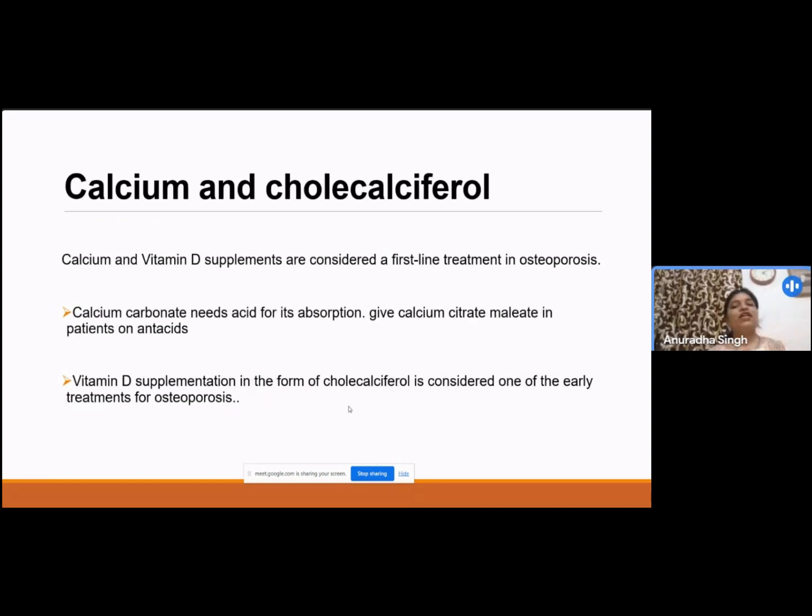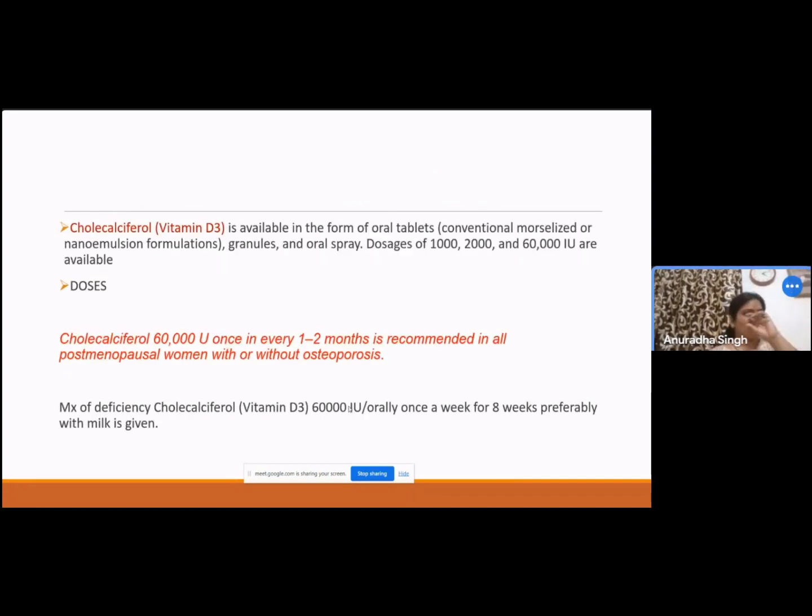Now, calcium and cholecalciferol, that is the vitamin D supplements, are first line treatment of osteoporosis. We have talked about that calcium carbonate needs acid for its absorption. So if the patient is on antacid, we have to change the salt to calcium citrate maleate. Vitamin D supplementation is in the form of cholecalciferol, which is one of the early treatments and the mainstay of the treatment of osteoporosis.